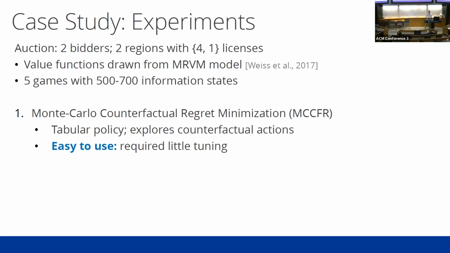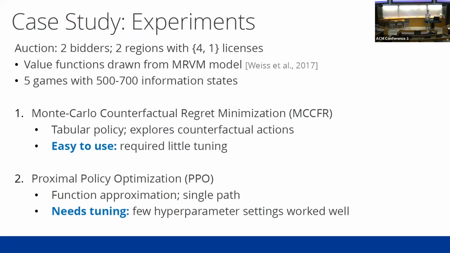The first is a Monte Carlo sampling variant of counterfactual regret minimization. And so under the dimensions I was telling you about earlier, this stores the policies in a tabular format. And in each iteration, it explores many counterfactual actions. It looks at a large chunk of the game tree. We found this worked pretty much off the shelf. It was really easy to use. It found policies with a Nash conv of 0 or a very low Nash conv, and it didn't take much tuning at all to make it work well.